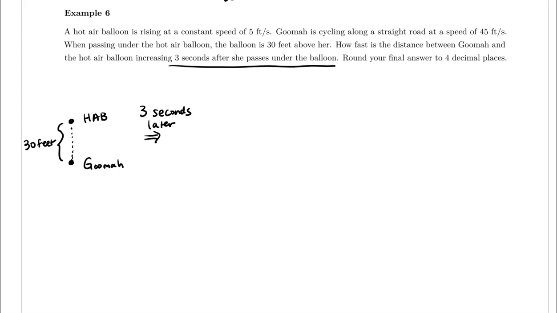Now what has happened is the hot air balloon has risen a bit. So here's the hot air balloon now. And Guma's traveling in this direction, and so she ends up maybe, let's say, here. And this was the point where Guma had passed under. So here's Guma on her bike. And so let me draw this down. And I didn't do a great job of doing that straight. So here, and then we have this, and then we have the distance between the hot air balloon and Guma.